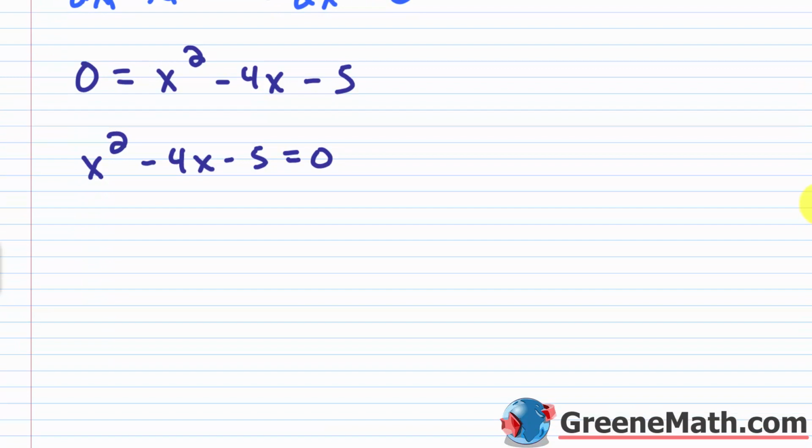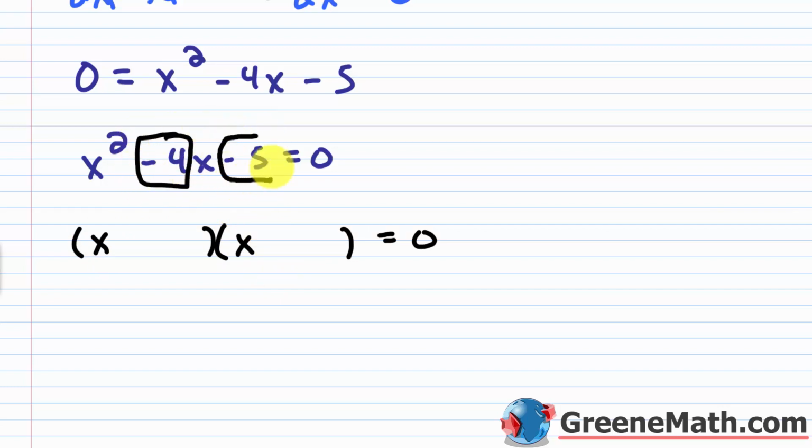So let me scroll down a little bit more. This is one that we can solve using factoring. So that's what I'm going to do. For the left side, I can factor that by putting an x here and an x here. And they give me two integers whose sum is negative 4 and whose product is negative 5. Well, negative 5 can only come from 1 times negative 5 or negative 1 times positive 5. So what I'm looking for is positive 1 and negative 5.